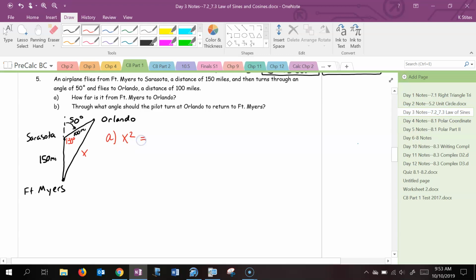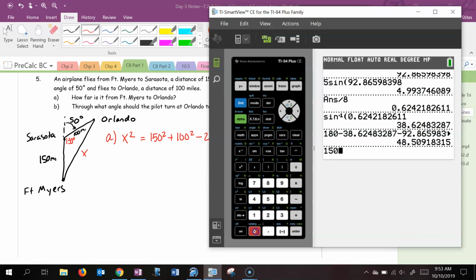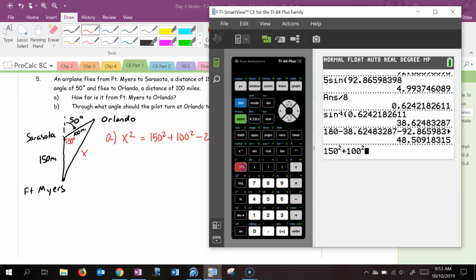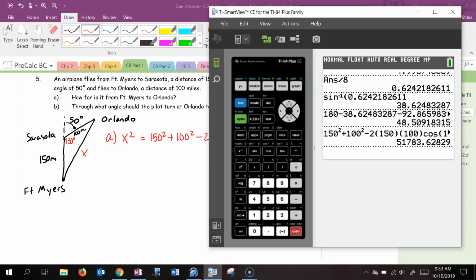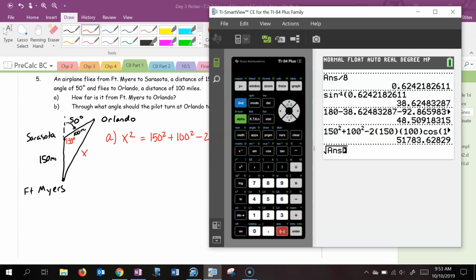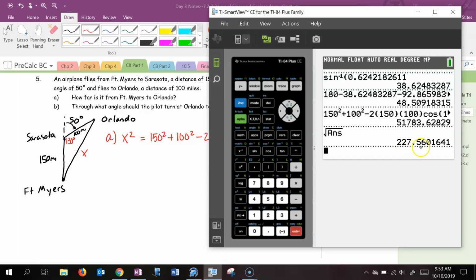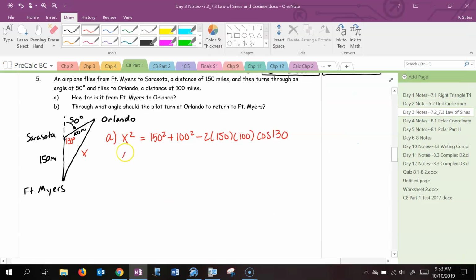So I'll say x squared equals 150 squared plus 100 squared minus 2 times 150 times 100 times cosine 130. And I'm just going to type this all in at once. And I get this. And remember, that is x squared, so I will square root my answer and get 227.560 miles.